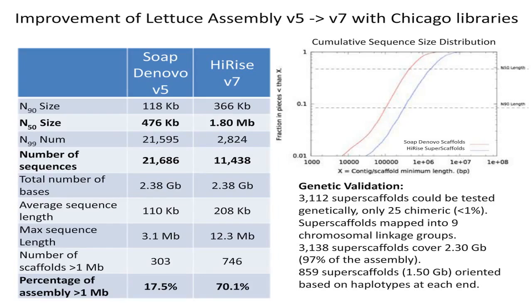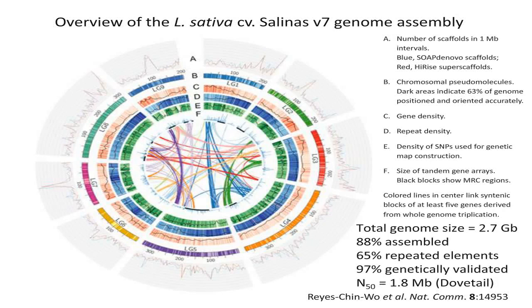We could then genetically test them, and only 25 scaffolds, less than 1%, were chimeric. And the super scaffolds tended to map into 9 chromosomal linkage groups. So we had about 3,000 super scaffolds covering 2.3 gigs, 97% of the assembly. And because they were large, we could then orientate the super scaffolds. We could locate a recombination point within the super scaffold, and that allowed us to considerably increase the resolution of the pseudomolecules.